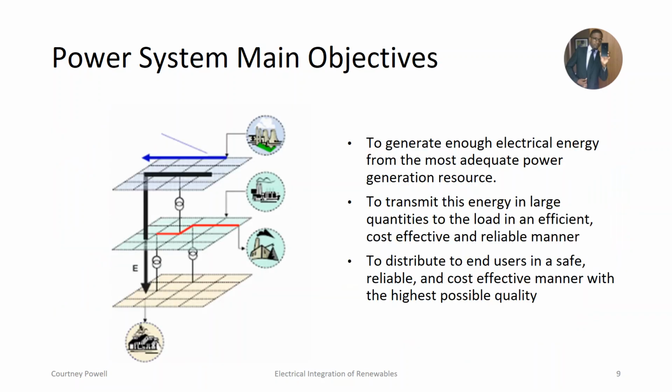In terms of the power system and its objective, the main objectives are to generate enough electrical energy from the most adequate power generation source or resource, right? And then to transmit this energy in large quantity to the load in an efficient, cost-effective, and reliable manner. And thirdly, to distribute to the end user in a safe, reliable, and cost-effective manner with the highest possible quality. So these are just some of the main objectives that form the basis of modern power systems today.